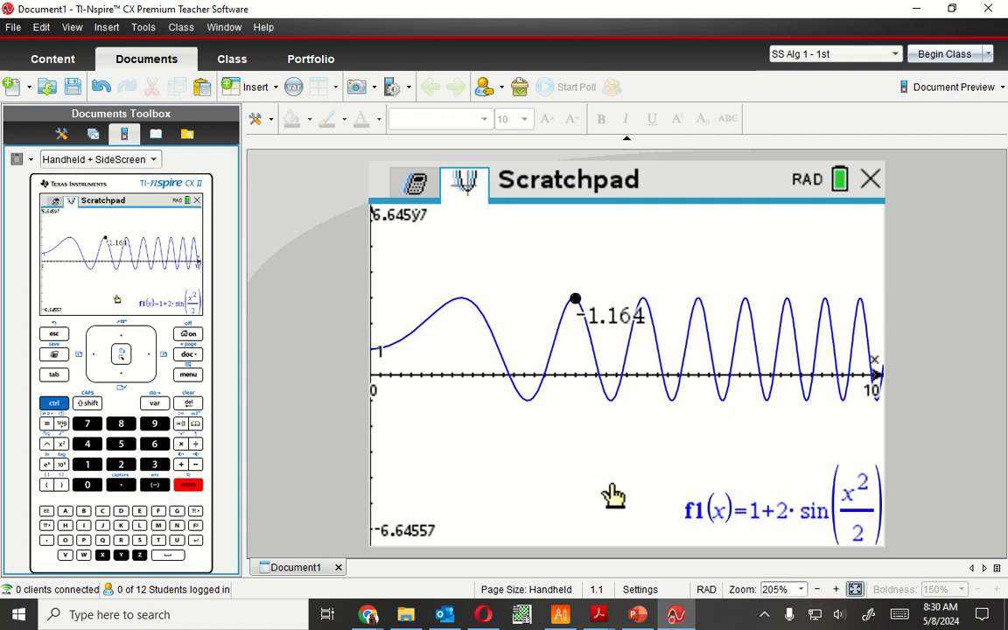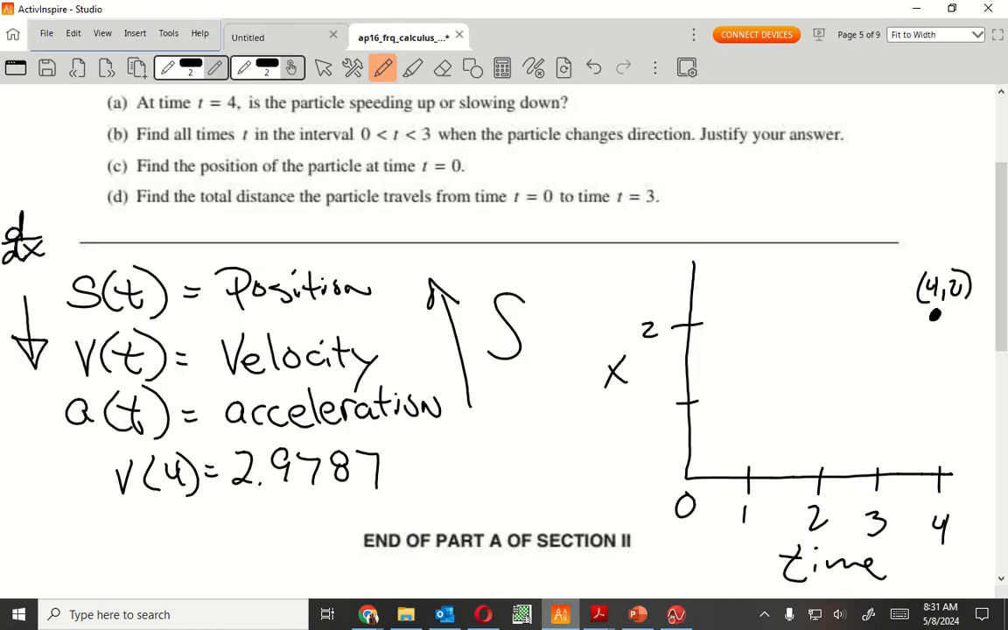And that's going to give me a negative 1.164. So that's going to be v prime of 4. Now, what do you think that means? If I have a negative velocity, what does that mean?